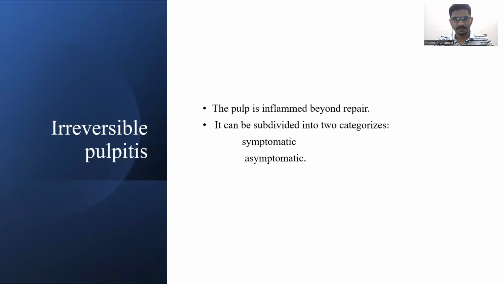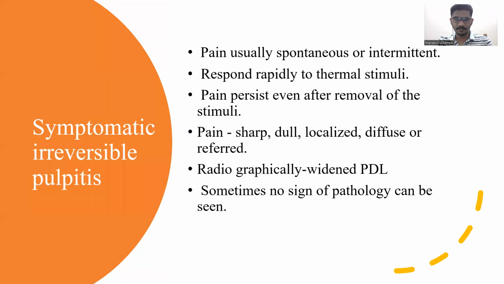In irreversible pulpitis, the pulp is inflamed beyond repair. It can be subdivided into symptomatic and asymptomatic. Symptomatic irreversible pulpitis includes pain, usually spontaneous or intermittent, responding rapidly to thermal stimuli. Pain persists even after the removal of the stimuli. Pain is sharp, dull, localized, diffuse, or referred. Radiographically, there can be widening of the periodontal space. Sometimes no sign of pathology can be seen.